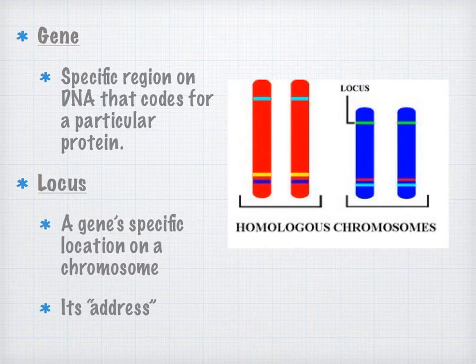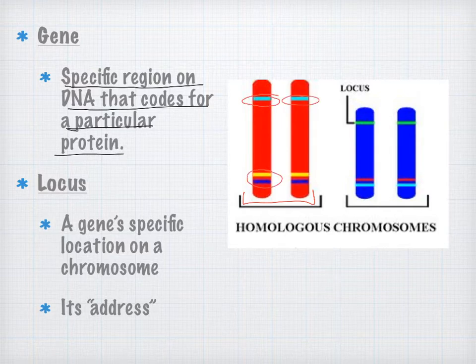So a gene is a specific region on DNA that codes for a particular protein. Okay, so a specific region of DNA that codes for a particular protein. The locus of a gene is a gene-specific location on a chromosome, like its address, as you can see here for this pair of homologous chromosomes. The locus for this gene is in the same spot on each chromosome. Same thing with these guys. This locus is in the same spot for each chromosome.